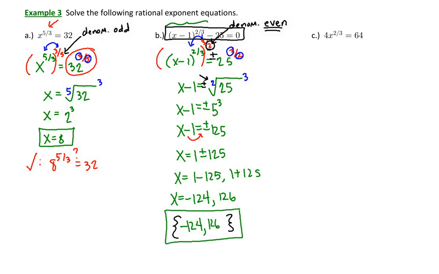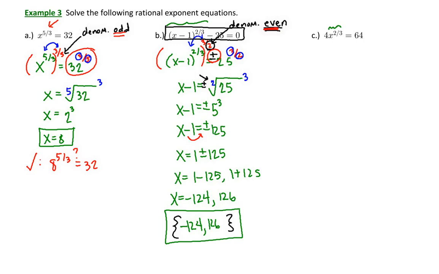So that one is tricky. Again, watch out for that even denominator. If you have an even denominator, make sure you include plus minus. For odd, you don't have to worry about it. Okay, last example, we have 4x to the 2/3 equals 64. Don't forget the important first step of isolating the expression that has the rational exponent.